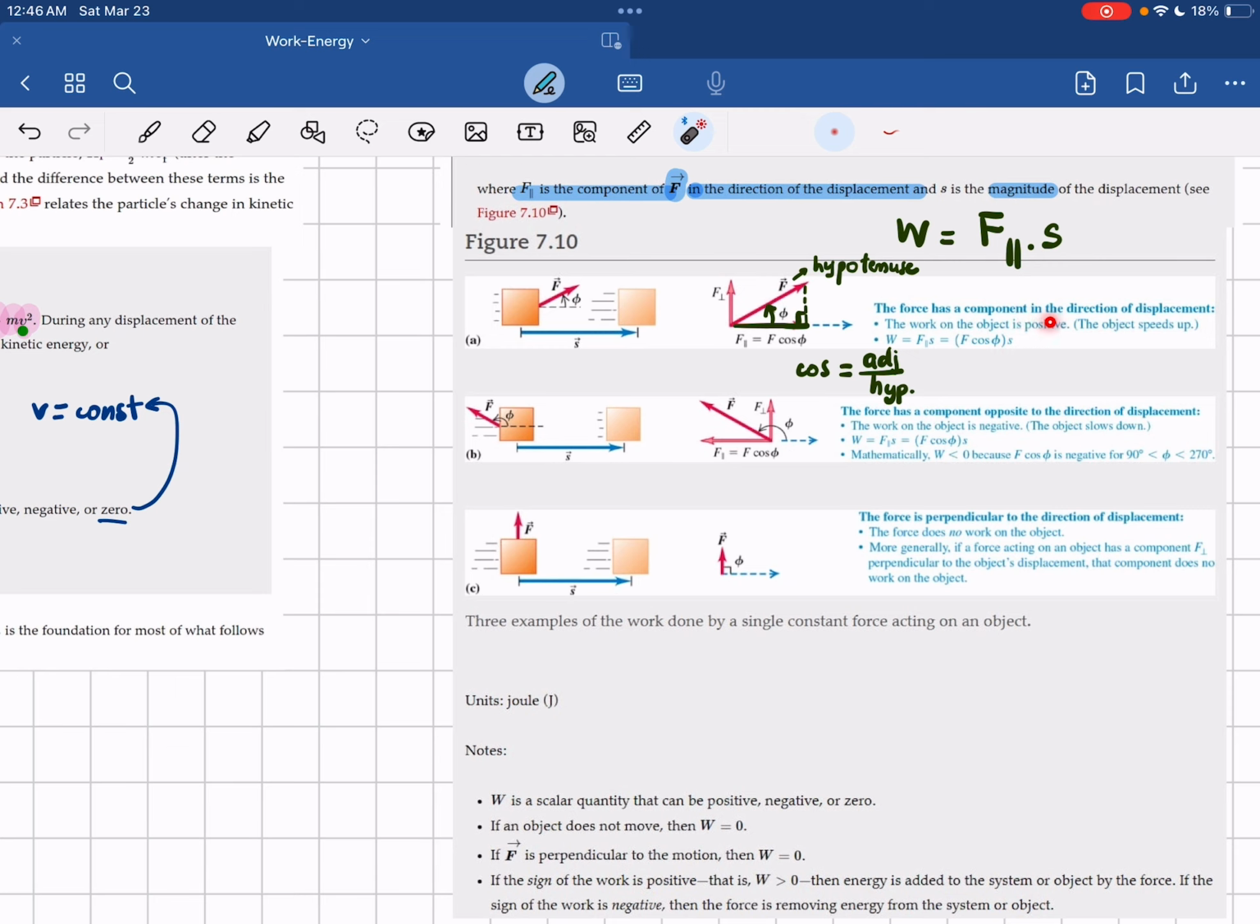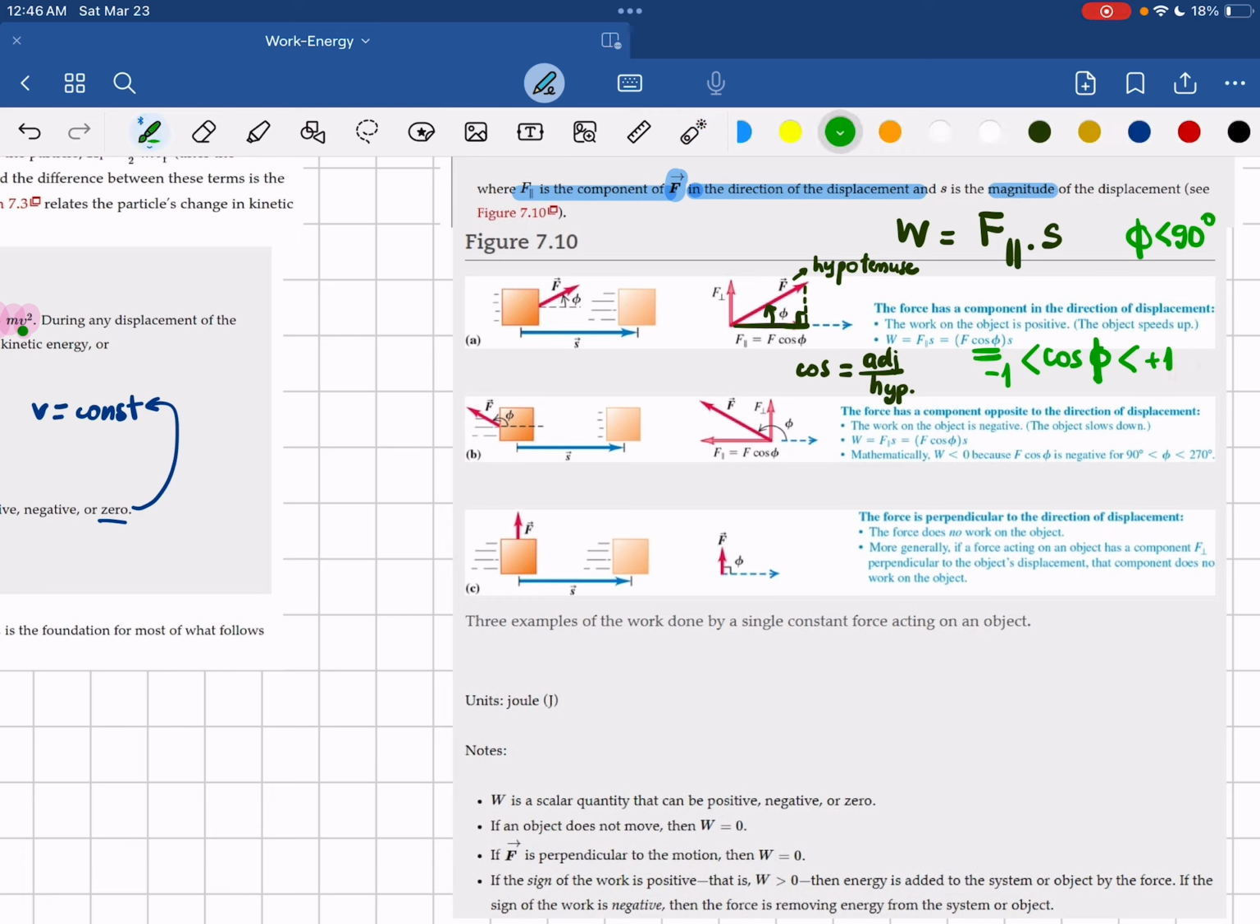Okay, you know why the work here is positive? If you look at this part, you can see that there's a cosine of phi here, and we know that cosine of phi can vary from -1 to +1, right? So it can be negative. In this case, we can see that phi is less than 90 degrees, and cosine of an angle less than 90 degrees will be in the positive zone.